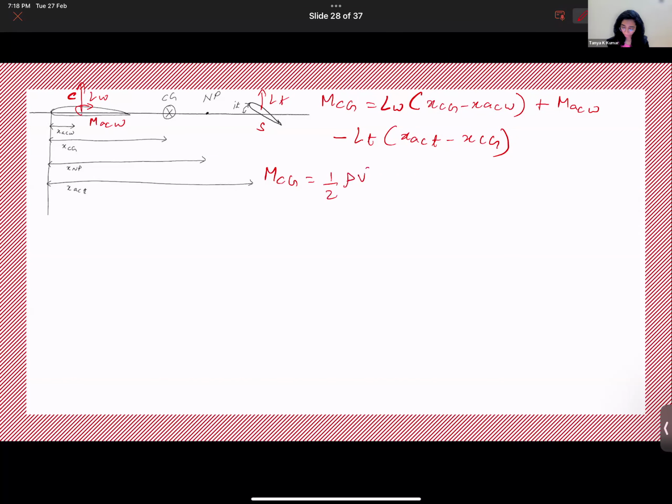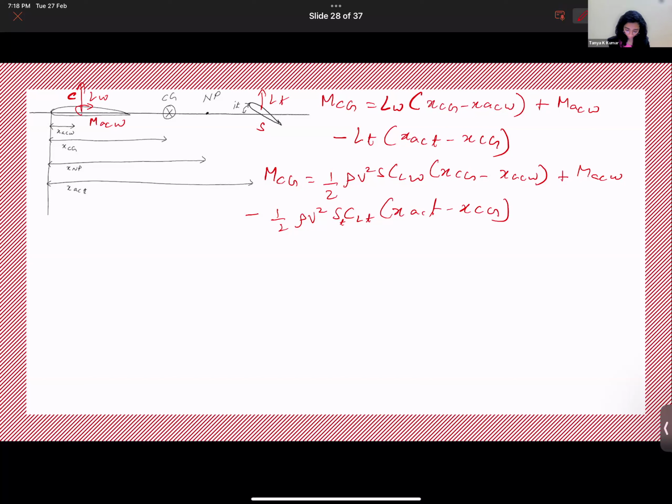Half rho v square S CL wing, XCG minus XAC wing, plus MAC wing, minus half rho v square S. Here it is ST, right? It's the tail, so it's the area of the tail. ST CL tail into XAC tail minus XCG. Okay, now you divide on both sides by half rho v square S C bar.